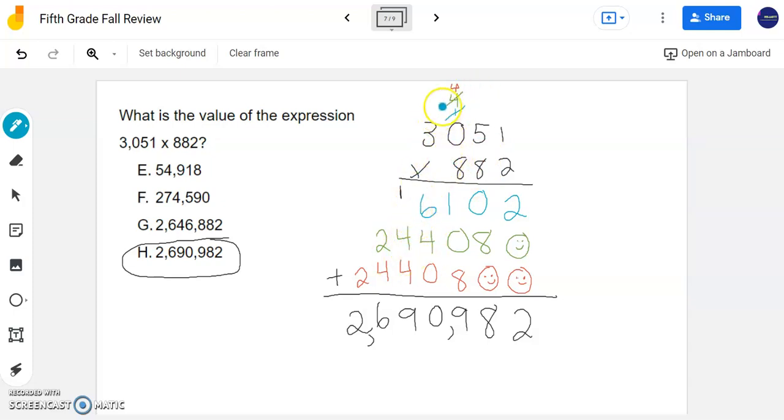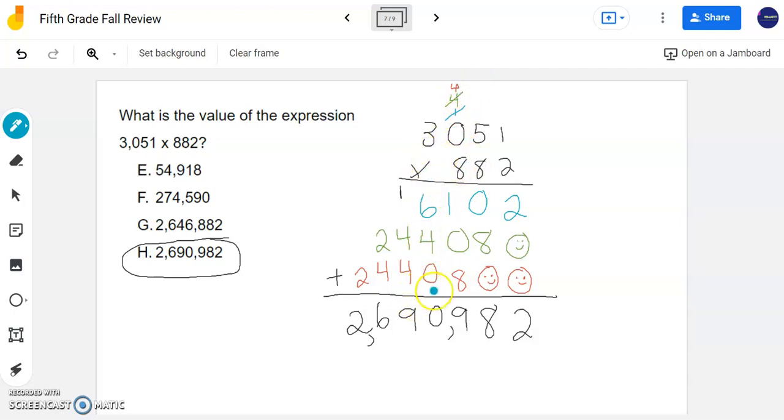Now again, I crossed anything out that was up here, and then I moved to my digit in my hundredths place. Since I'm multiplying by 100, on my next partial product, I included 2 zeros. And again, I follow the same steps. 8 times 1 is 8, 8 times 5 is 40, 8 times 0 is 0, plus the 4 is 4, and 8 times 3 is 24.